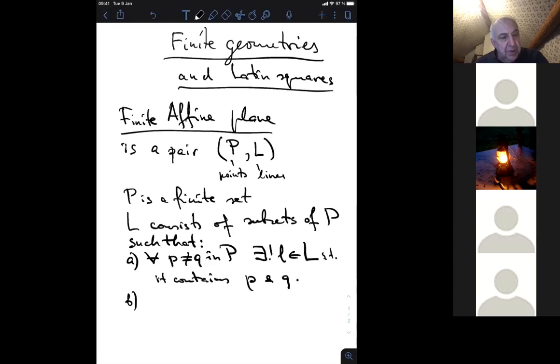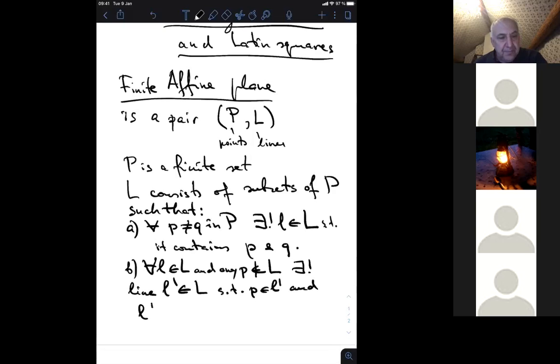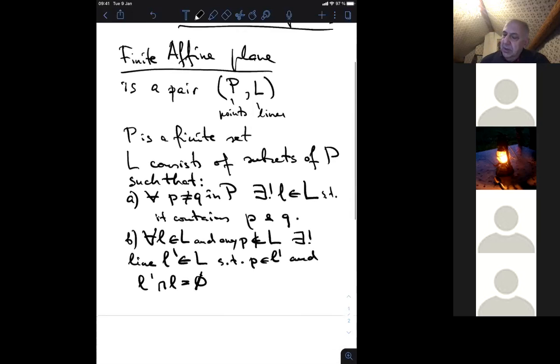Our second axiom would be for any line L and any point P which is not on the line, there exists a unique line L prime in L, such that first of all it contains P, and it does not intersect L. The intersection of L and L prime is empty.